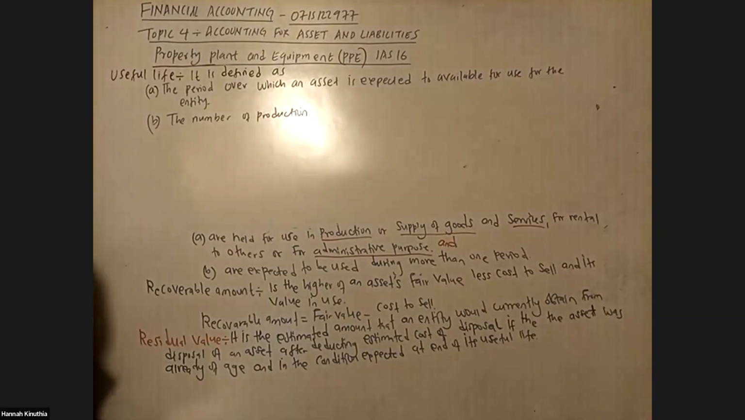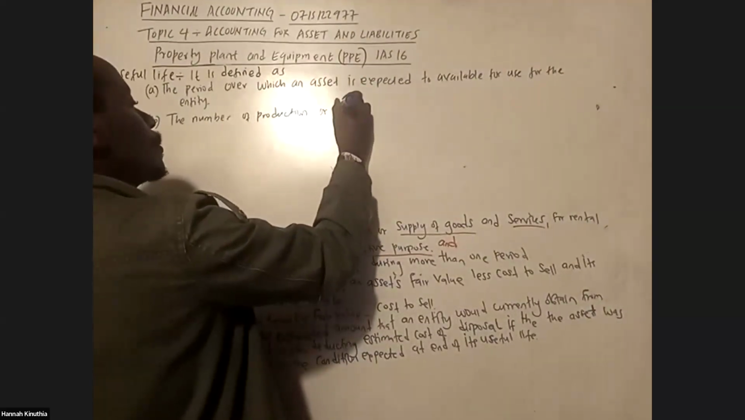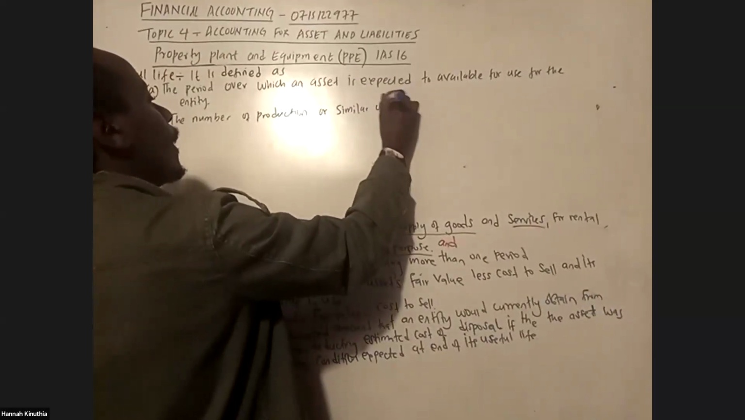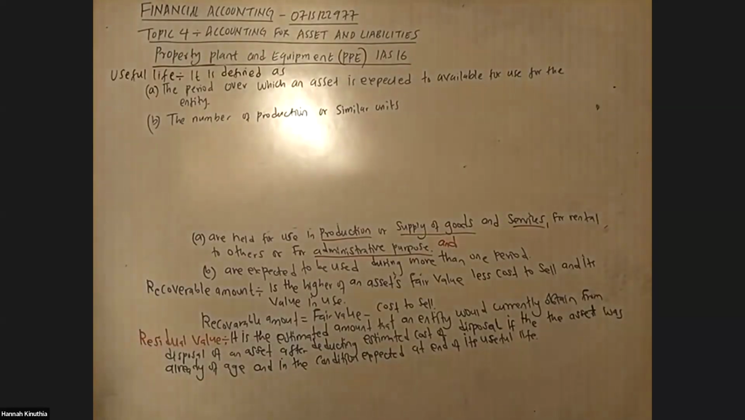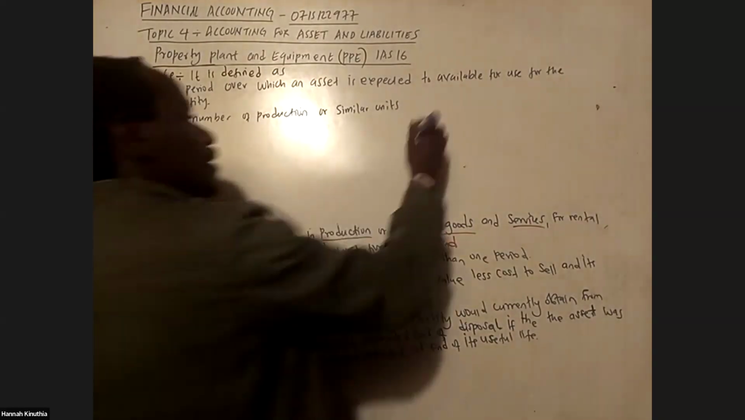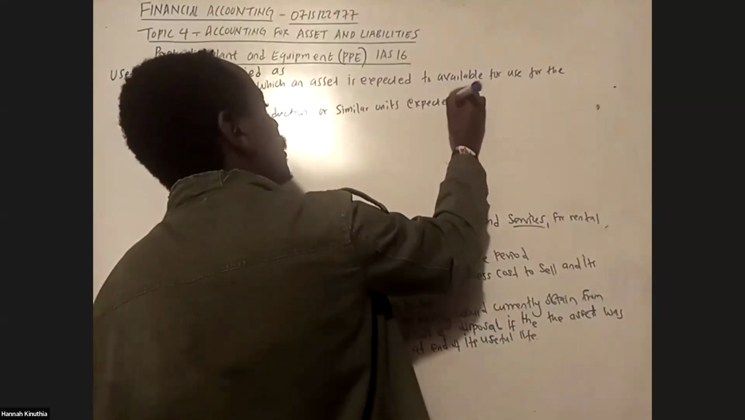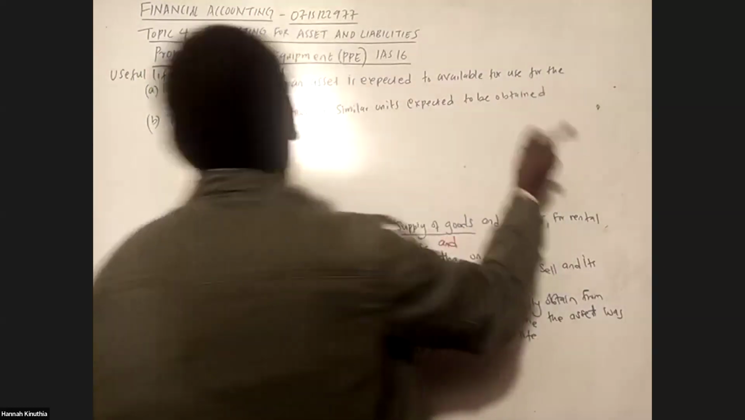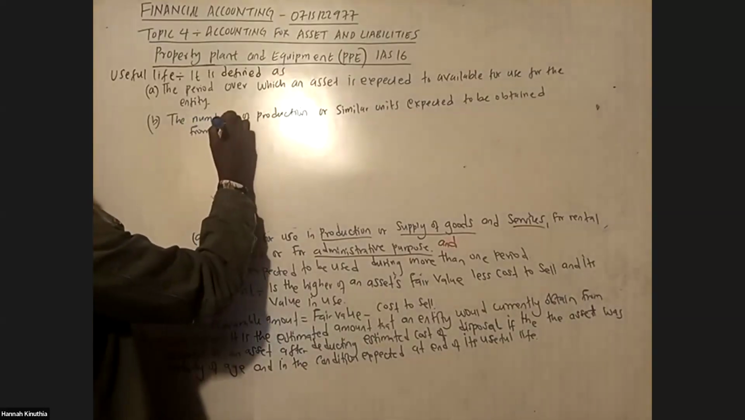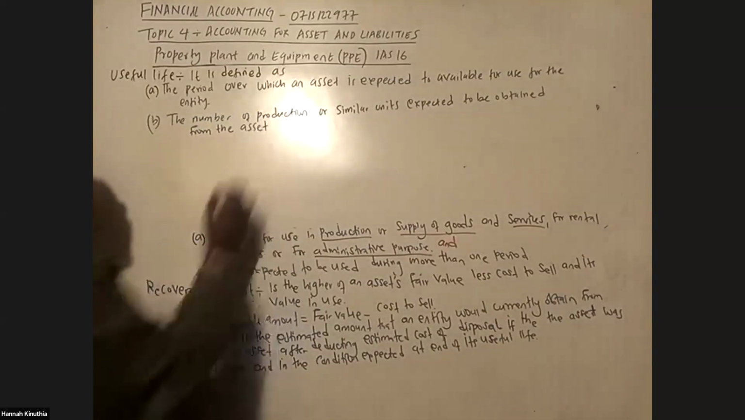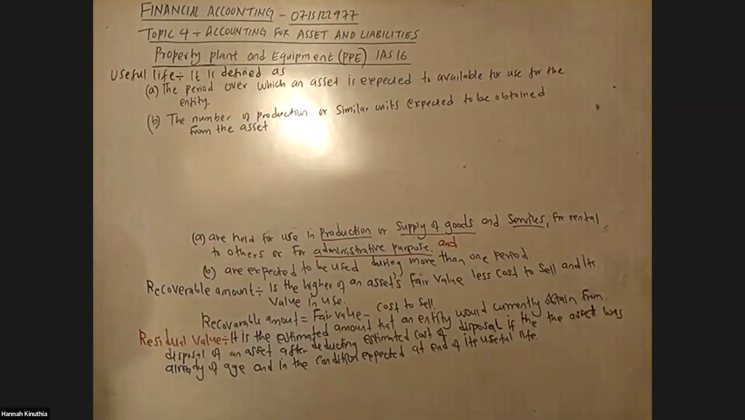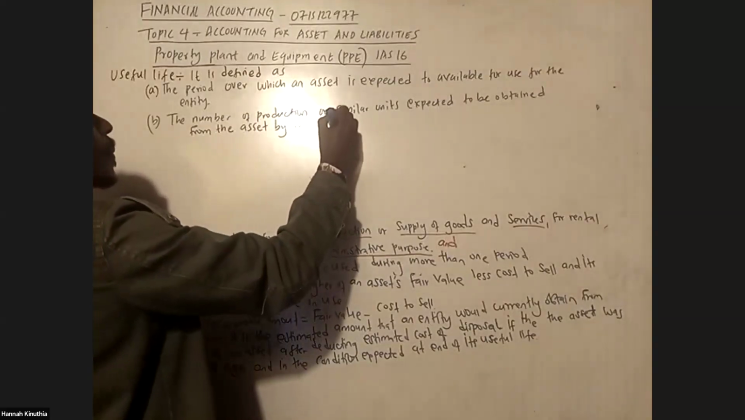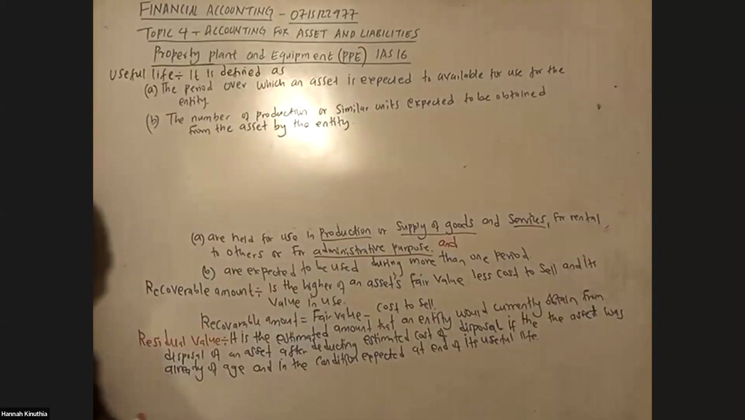The number of production or similar units expected to be obtained from the asset by the entity. So those are the two definitions of the word useful life.